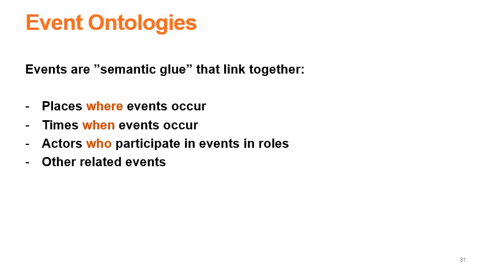Finally, we need event ontologies in a semantic web infrastructure. Events are a kind of semantic glue that link together all other ontologies. For example, events are characterized by places where the events occur, by times telling when the event occurs, and by actors who participate in events in different roles. Events are also related to other events, for example, in time or by causation.